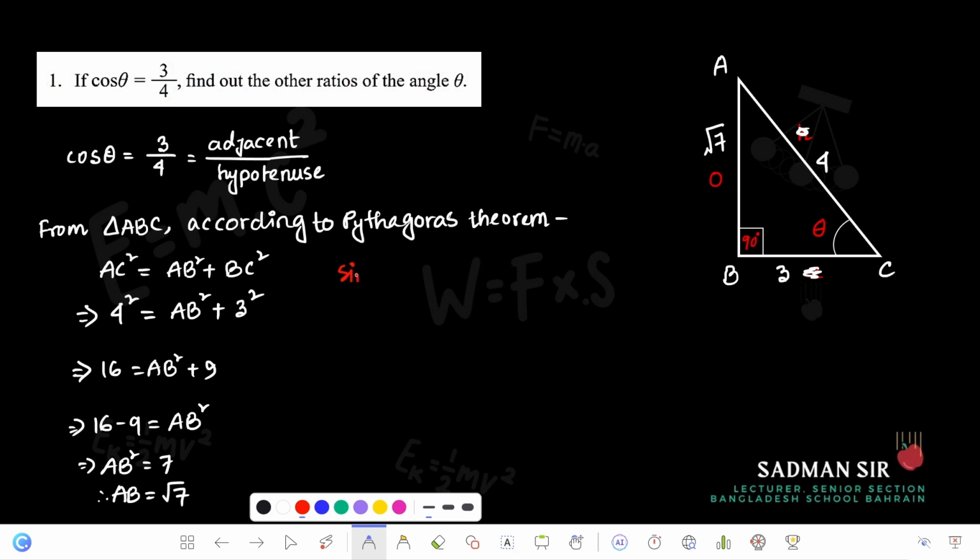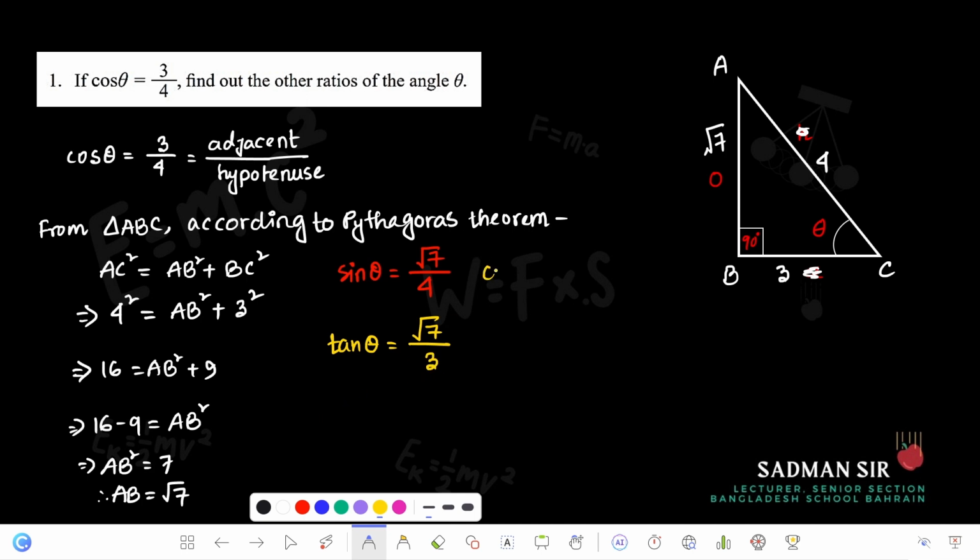For example, if I want to know sine theta, I know that it is opposite by hypotenuse. So what is opposite here? Opposite is root over 7, so I will write root over 7, then the hypotenuse, that is 4. Now we will keep on writing the other ones. After sine, cos comes, but cos is already there, so we don't need to write it. Then tan theta, that is opposite by adjacent. Opposite is root 7, and adjacent is 3. So root 7 divided by 3.